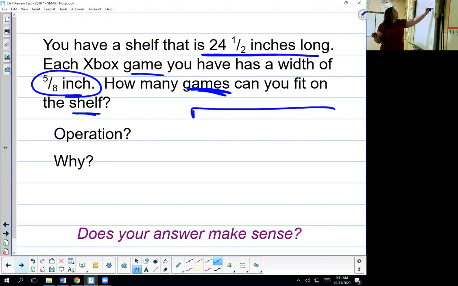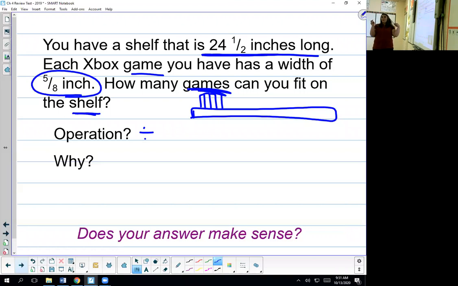So literally think about it. Here's my shelf, and then I'm going to put my Xbox games on it. So what would you do? The operation should be division. Why? Because I'm taking my shelf and figuring out how many of them I can put on there, so kind of like dividing it into my games.